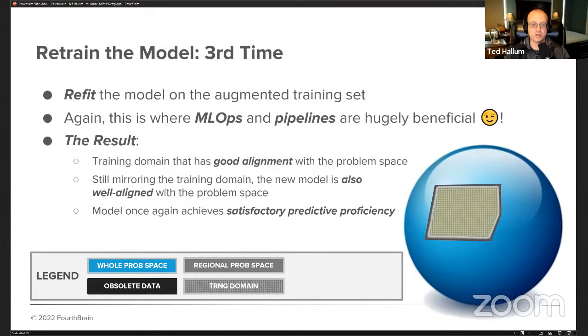And once you do that, then you can achieve, again, that training domain, that data, it serves as a mirror. As long as it's accurate, you're going to be able to get a model that is a good reflection of the problem because it's looking at the problem through the data.